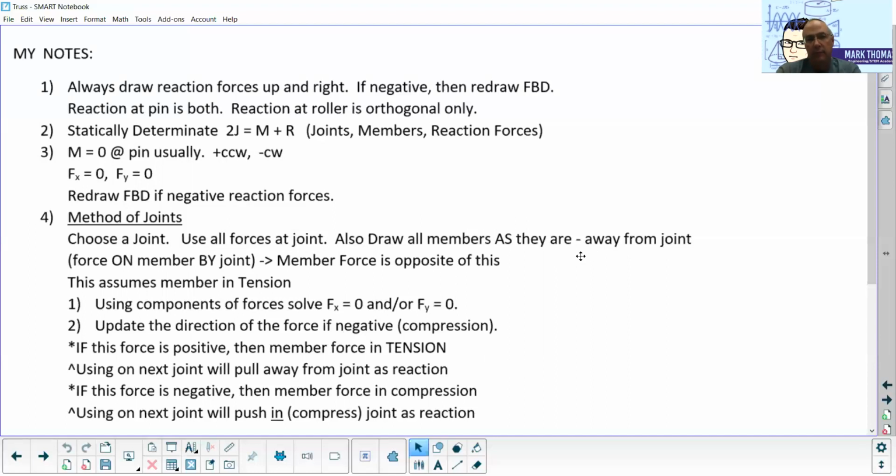When we choose to do that, we're looking at the force on the member by the joint, and the member force is opposite of this. So when we draw it out, it'll look confusing, and I'll explain why it's going the direction it's supposed to go. That assumption assumes that the member is going to be in tension, and you'll see an example of that as well. Using components of forces, we're going to solve our Newton's laws there. We're going to update the direction of the force if it's negative, which means it's actually in compression. So if we come up with a negative force value, we're going to not only switch the direction of our arrows, but we will also recognize it as being in compression instead of tension.